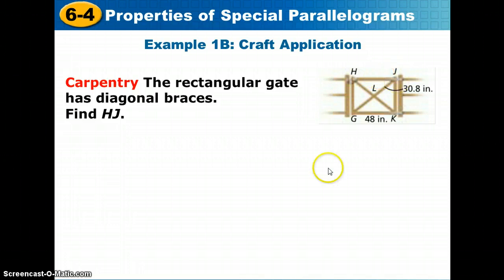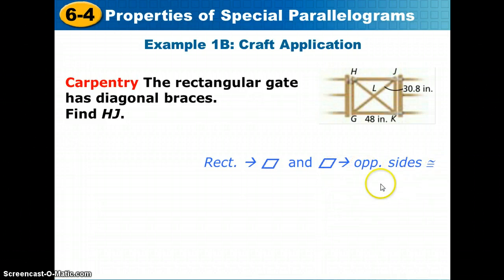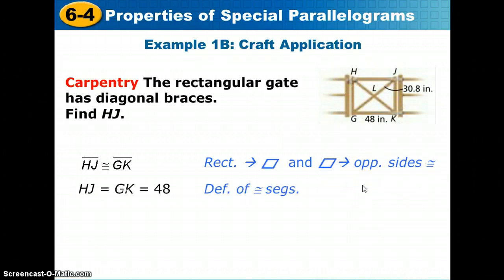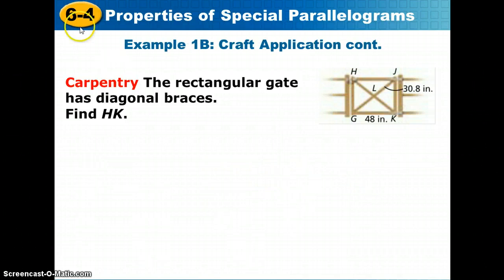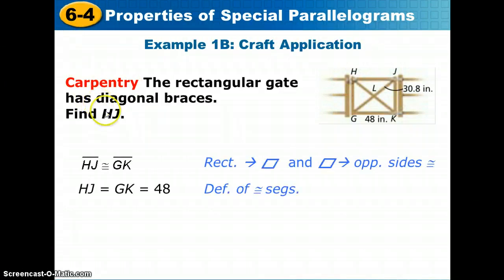HJ is the top side of this rectangle. Because it's a rectangle, we know it's a parallelogram. And parallelograms have opposite sides that are congruent. So we know HJ and GK are congruent. That means their measures are the same, so HJ measures 48 inches.